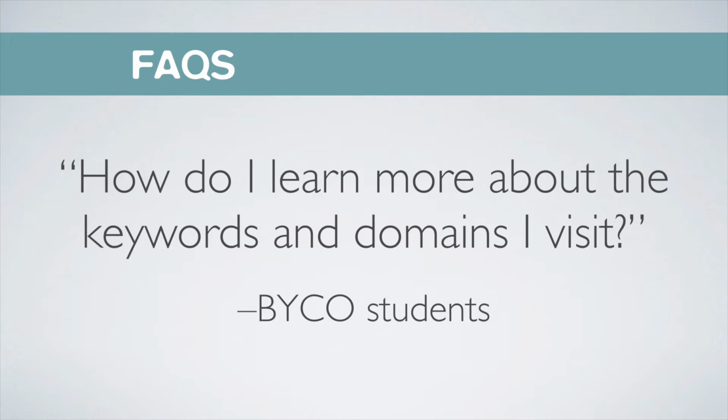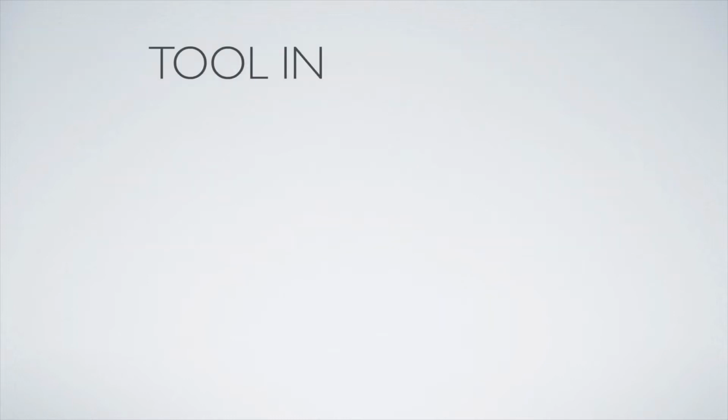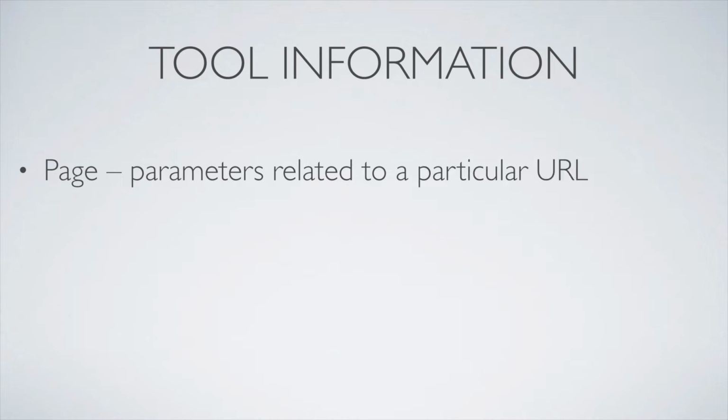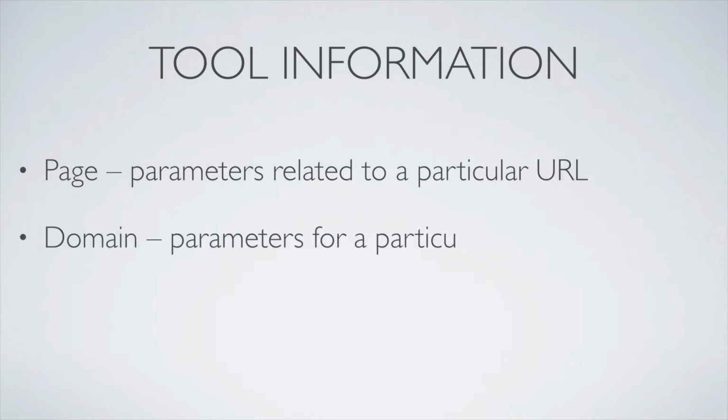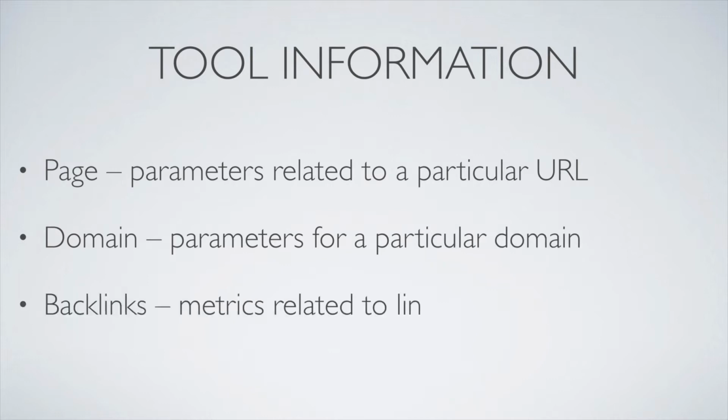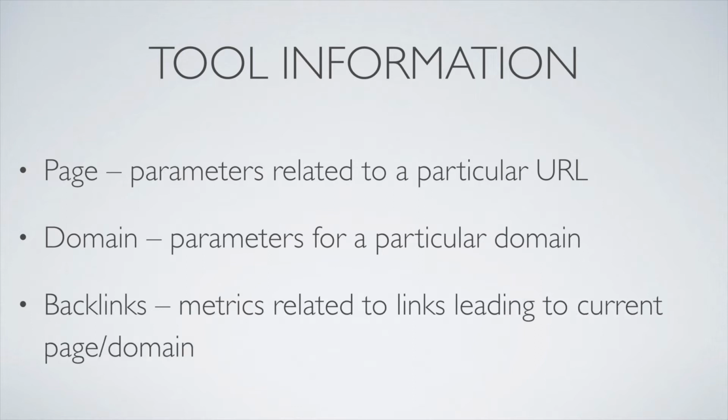There are three types of information that the tool gives us. Page, the page parameters related to a particular URL. Domain, the domain parameters determined for the domain of a current URL. Backlinks, the metrics providing information about links leading to a current page or domain. Let's see how it works.